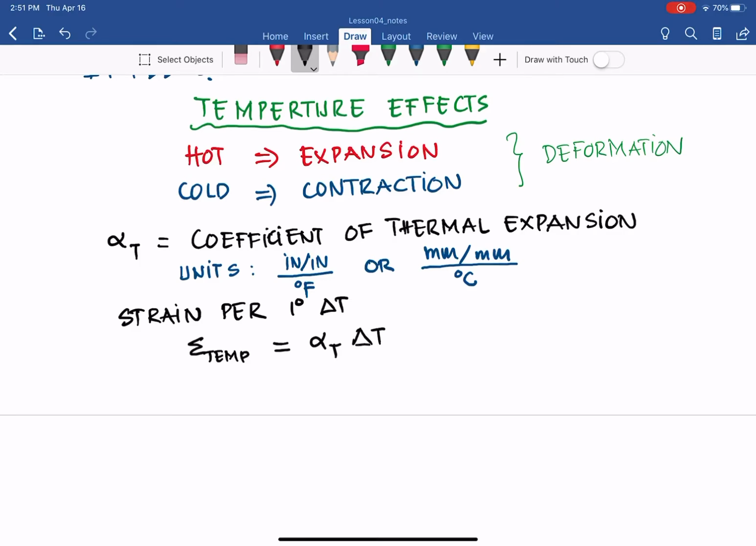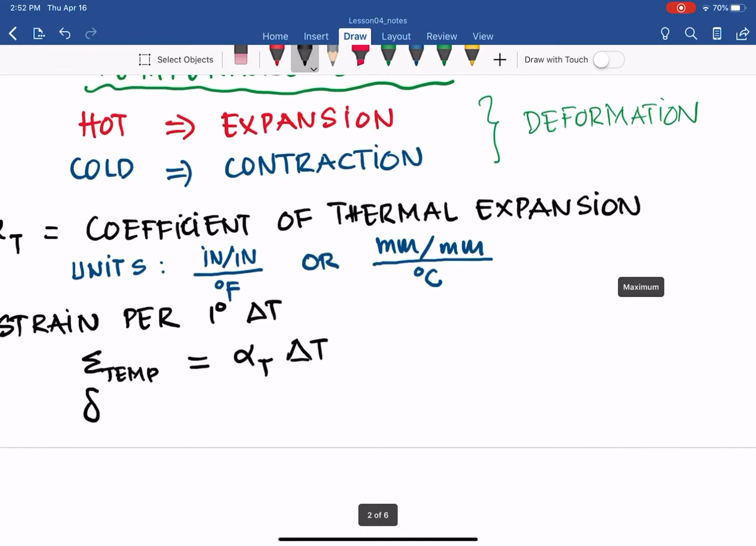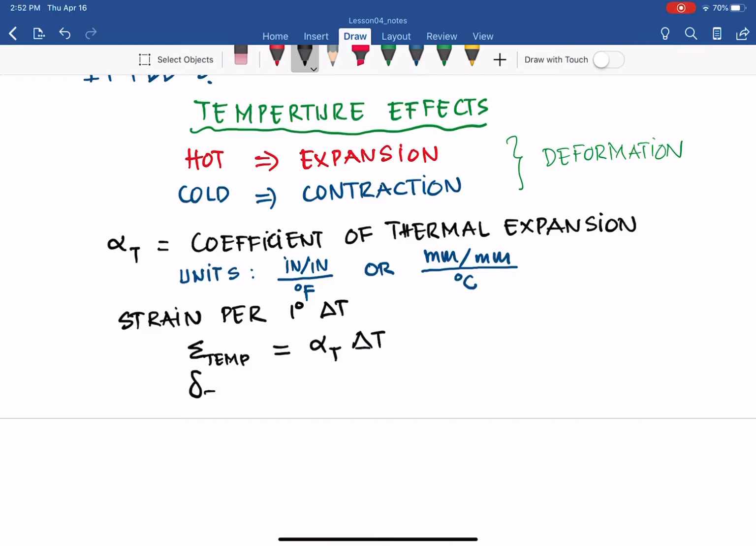If you have the material and we know the coefficient of thermal expansion, and we know the change in degrees, for example 10 degrees, you just take 10 times the alpha T with the correct unit system, customary units or SI units. And when you have epsilon, you can find delta, because the deformation delta equals epsilon times L naught. So we can have the associated deformation, whether expansion, in red, or contraction, in blue. The deformation is epsilon due to temperature times L naught, which equals the coefficient of thermal expansion times delta T times L naught.